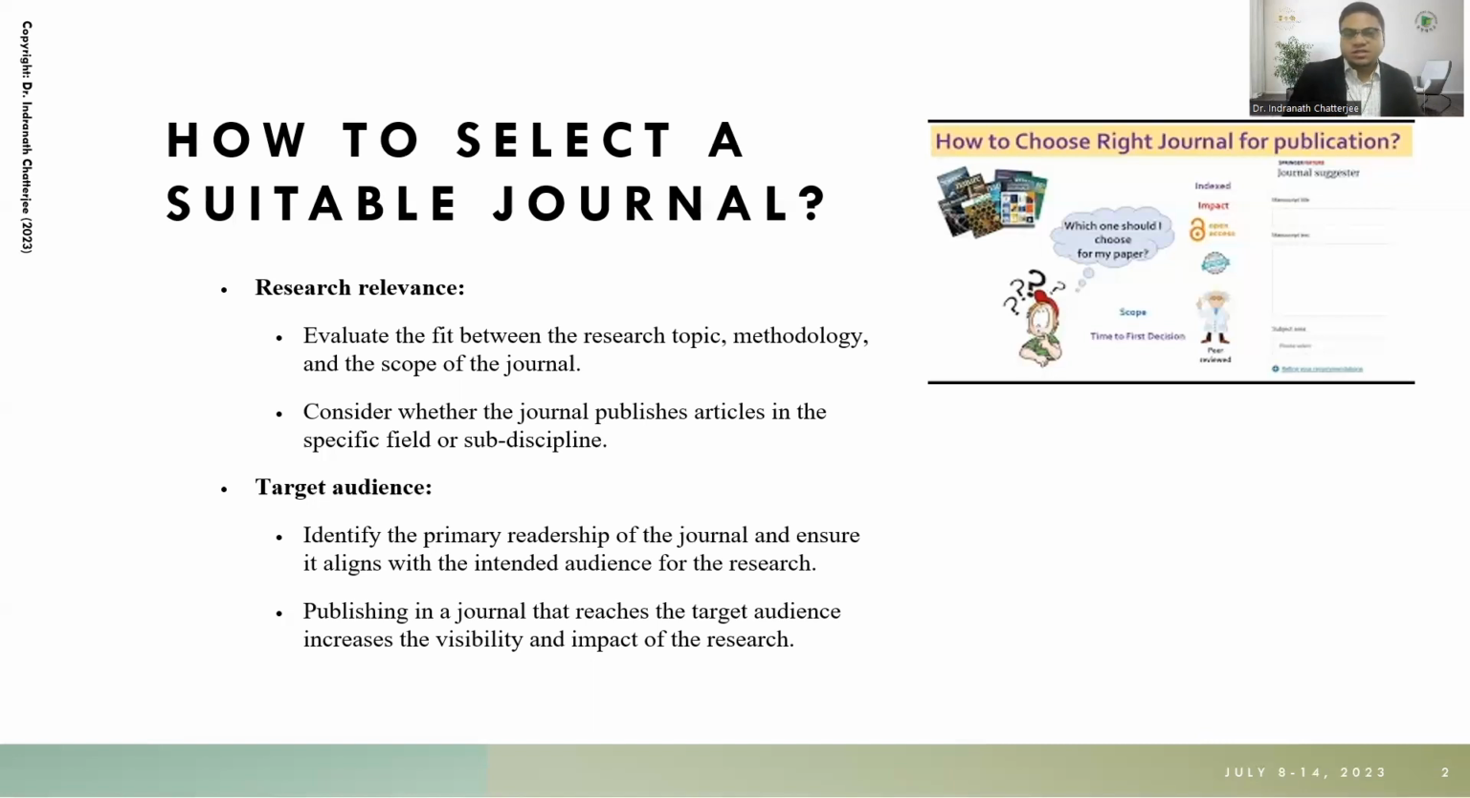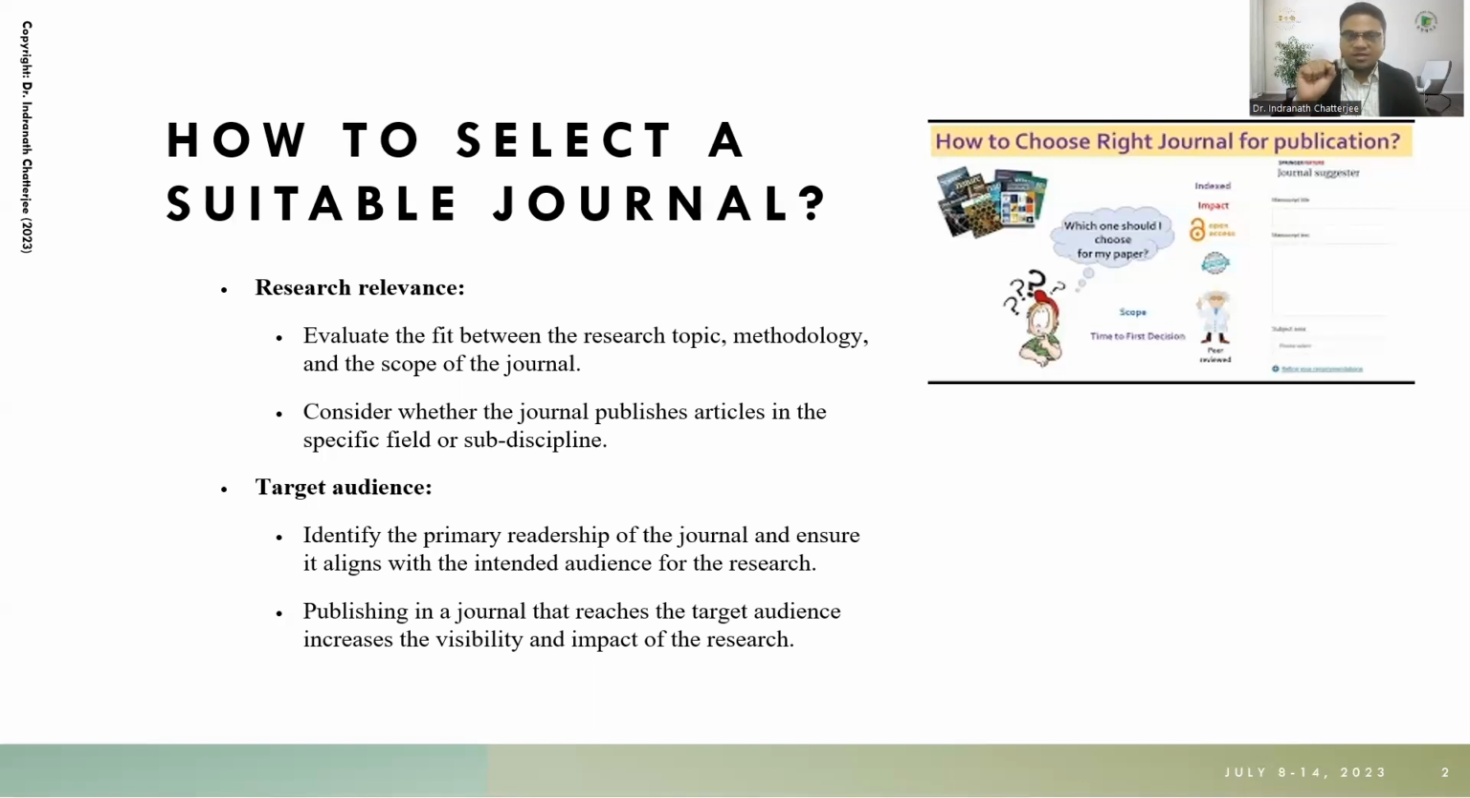Research relevance is where you evaluate the fit between the journal topic and the research topic. That means if your topic is within the scope of the journal, then you can submit the paper. Every journal website has a particular page called aim and scope.